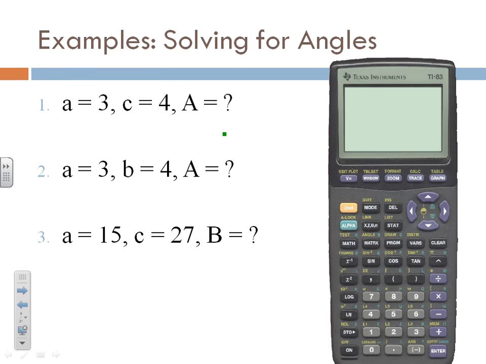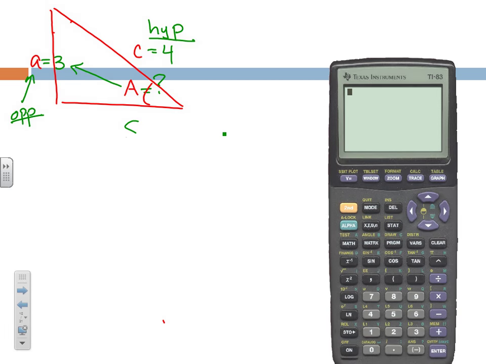So I'm going to go ahead and I'm going to write that. So sine of theta is the opposite side over the hypotenuse side. In this example, the theta that we're looking for is angle A, right up here.